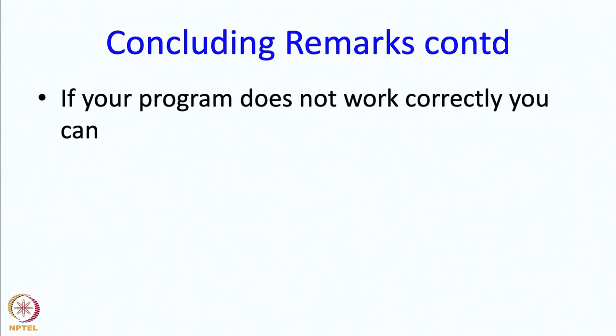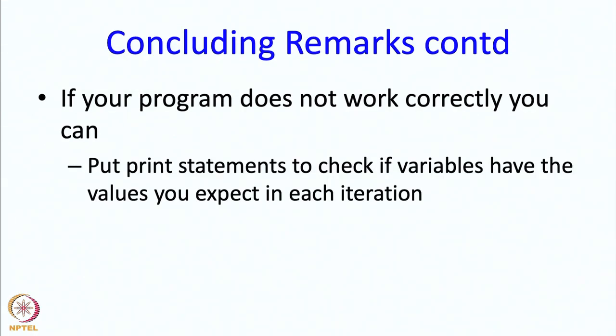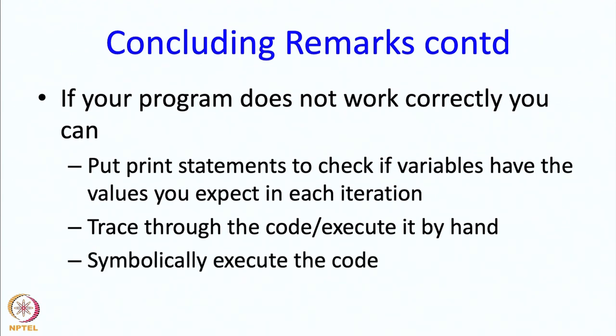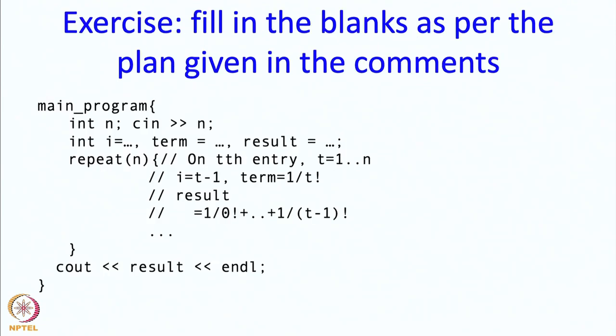If you write a program and it doesn't work correctly, you shouldn't give up hope. You can make sure that it runs. You can attempt to remove the bug, the error. For this, you can put print statements to check if the variables have the values you expect in each iteration. You can trace or manually execute your code, or you can symbolically execute your code.